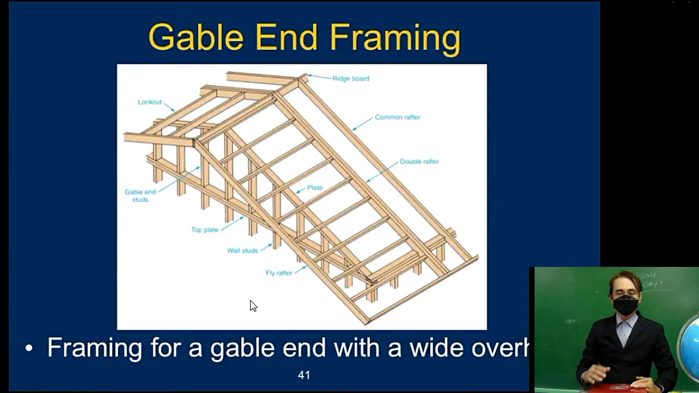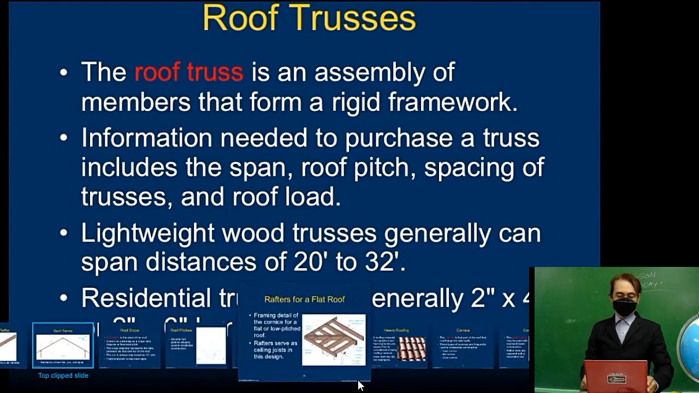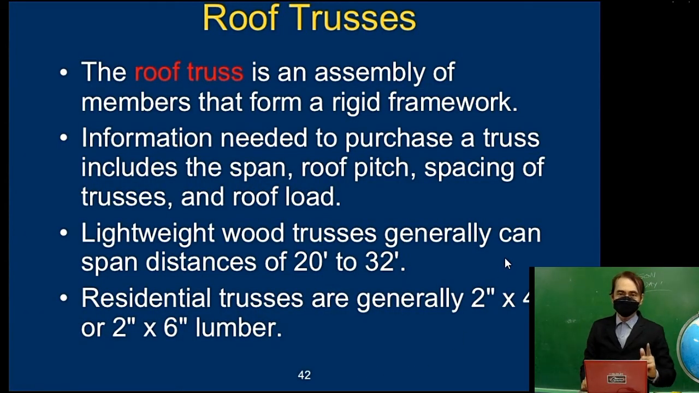This is the diagram of the gable end framing with a wide overhang. This is the overhang here, guys. Serves as the canopy. Roof trusses. The roof truss is an assembly of members that form a rigid framework. Information needed to purchase a truss includes the span, roof pitch, spacing of trusses, and roof loads.